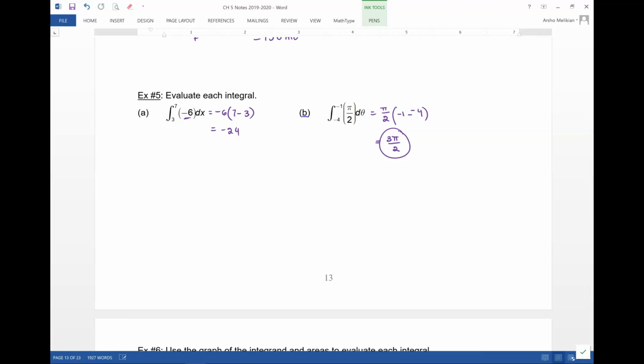Isn't math fun? This is some of my favorite stuff. There's a whole secret world you guys are being led into. This is super cool stuff.